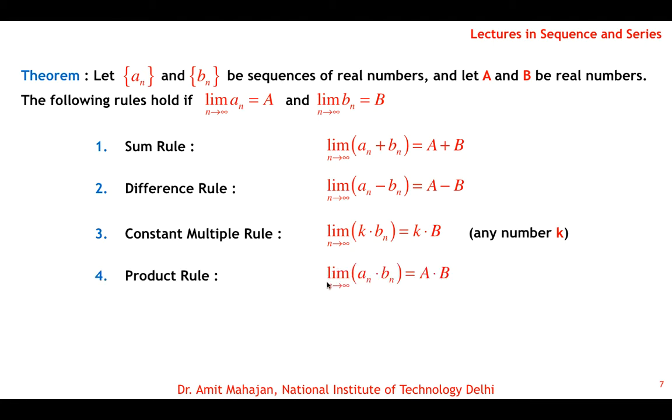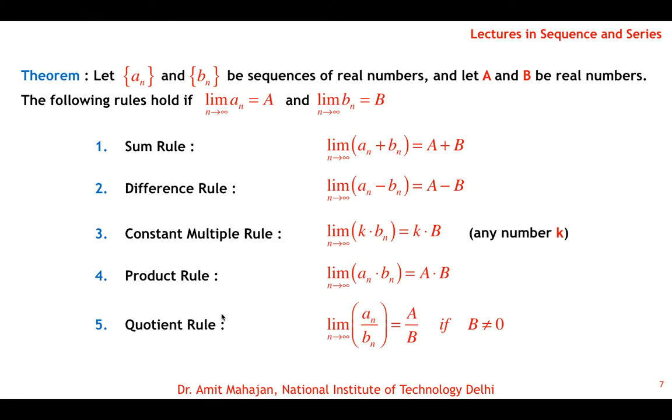Product rule: the limit as n tends to infinity of a_n times b_n is a times b. And the quotient rule: the limit as n tends to infinity of a_n by b_n is a by b, if the denominator is non-zero. So all these rules hold true. We can utilize them if we know that there are two convergent sequences, then for a sum, difference, constant times a sequence, the product of sequences or division of sequences, we can calculate their convergence.